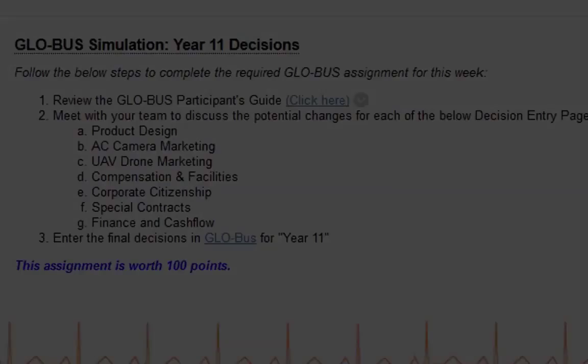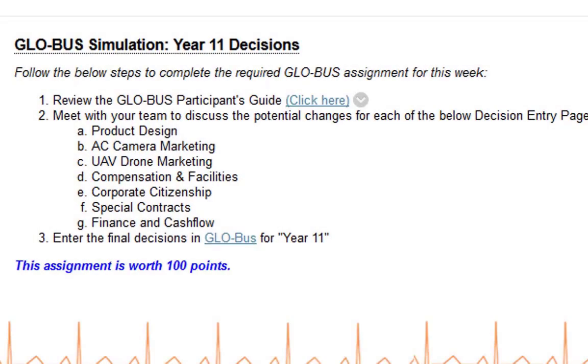Then we have the Global Simulation Year 11 decisions. A lot of you are doing fantastic. We still have a few that I'm concerned about, and I'll talk about that here in a moment. So actually, let's go ahead and jump right into the results for Year 10.